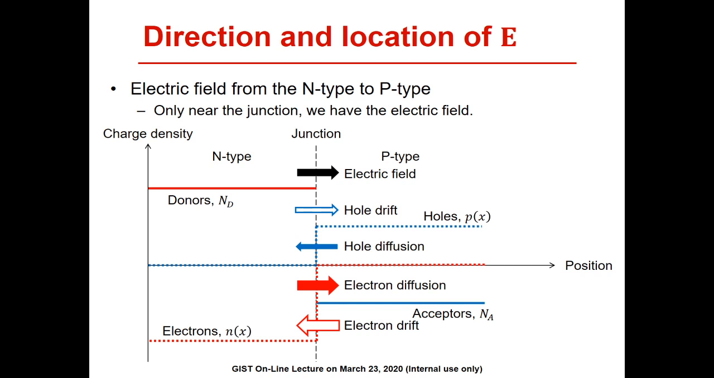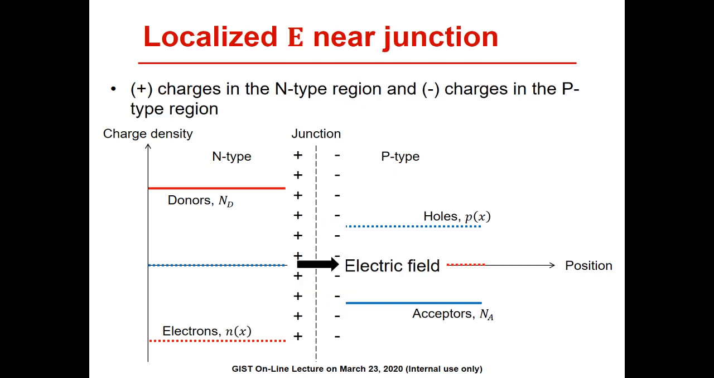Then, what is the appropriate direction of the electric field? As stated in the previous video, the direction from the n-type region to the p-type region is the correct one. It can prevent the diffusion of both electrons and holes simultaneously. Also, it is obvious that the electric field has a considerable magnitude only near the junction, since the diffusion mechanism is relevant only there. Shortly speaking, we must have a localized electric field near the junction to satisfy the equilibrium condition.